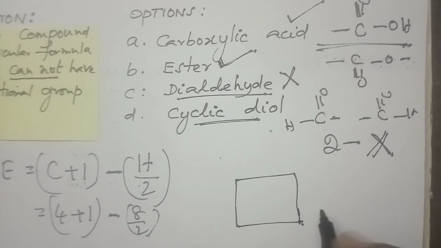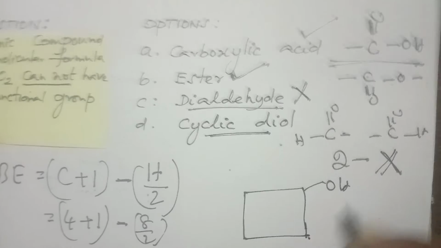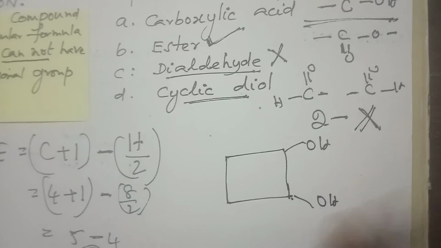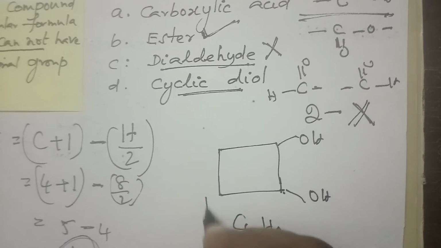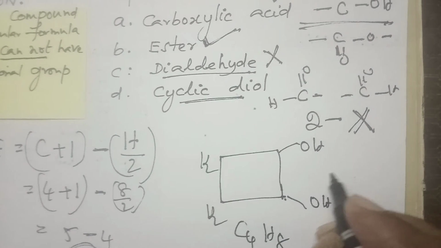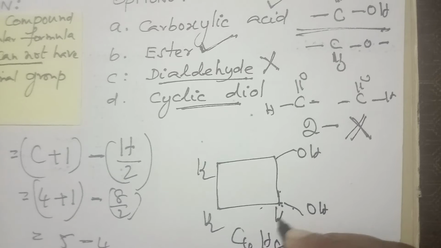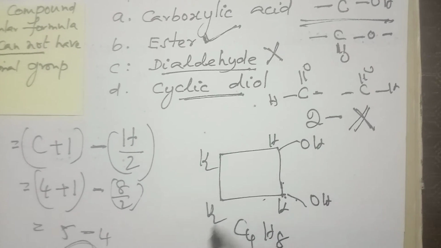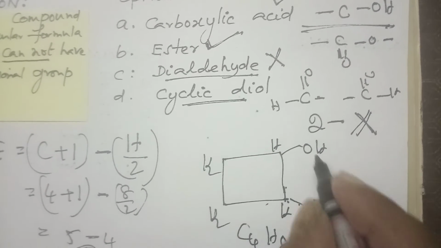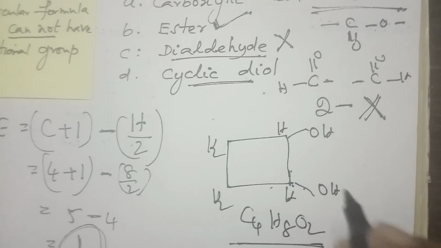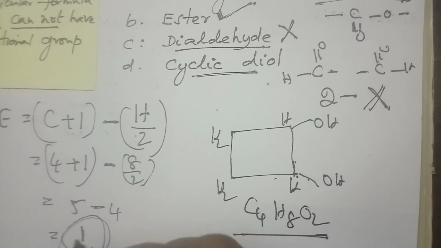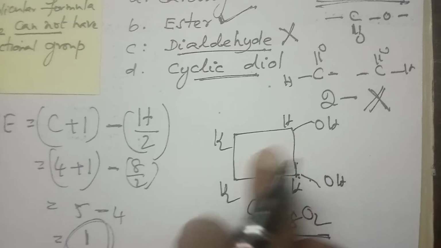This is carbon number 4, and here one OH and here one OH. Verify the formula: carbon 4, hydrogen 8. How are we getting hydrogen 8? Here 1, 2, 3. Here one hydrogen, one hydrogen. You add the hydrogen: 2, 4, 5, 6, 7, 8. Oxygen 2. This is a cyclic diol which has only one unsaturation, that is only the ring.